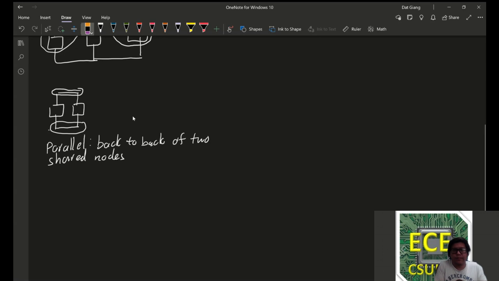In general, I can actually extend this. Let me erase this part. These two are parallel to each other, but their combination is parallel to this. And in general, we can keep extending this however we like. However, as mentioned before, without branching.